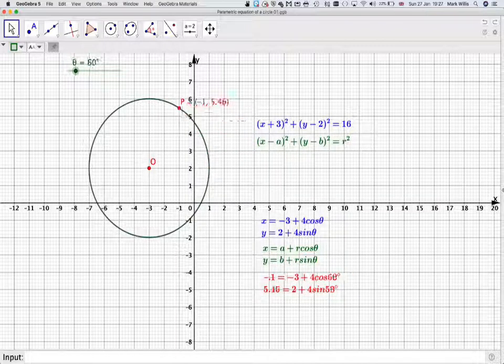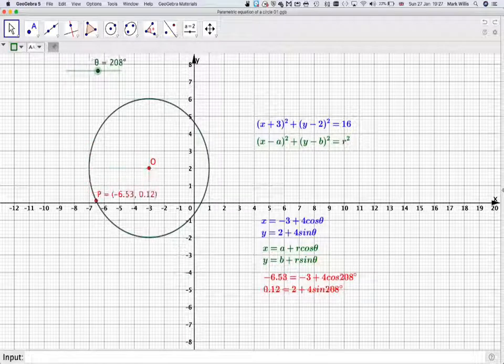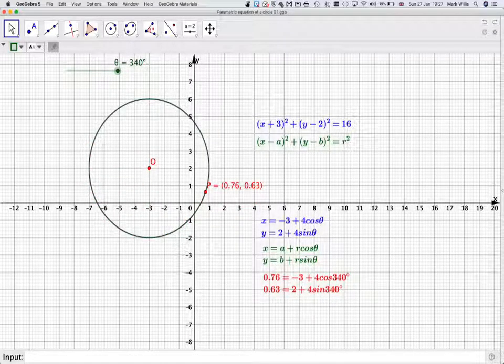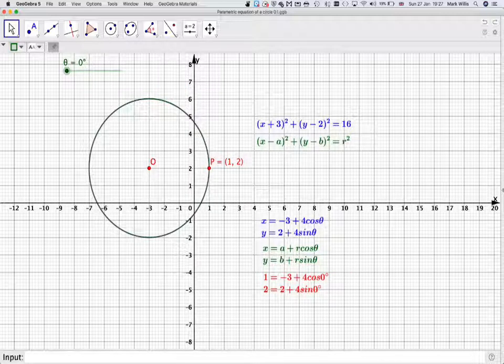And we can see if we move the slider what that does. It traces out, in this case theta is in degrees, it can also work in radians. We will trace out once around the circle. If we keep repeating, we'll keep going around the circle. If we do negative angles, we'll go around the circle that way.